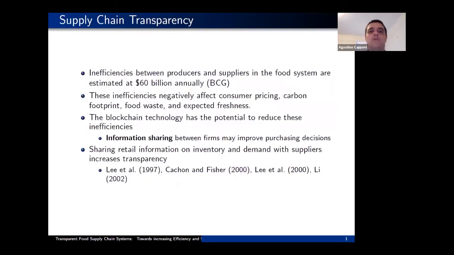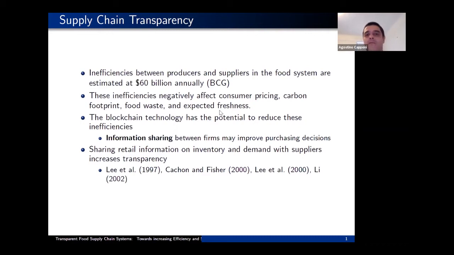First, I want to discuss the question of supply chain transparency and why this is important. If we look at inefficiencies between producers and suppliers in the food system, we can see that these are quite substantial. In fact, they are estimated to be about 60 billion annually. The inefficiencies range from waste in consumer pricing, carbon footprint, food waste, and also the deterioration of the products due to freshness decreasing over time.